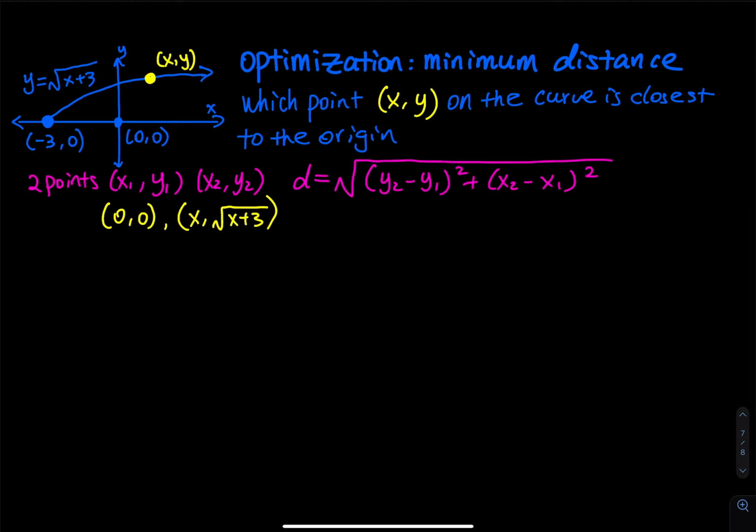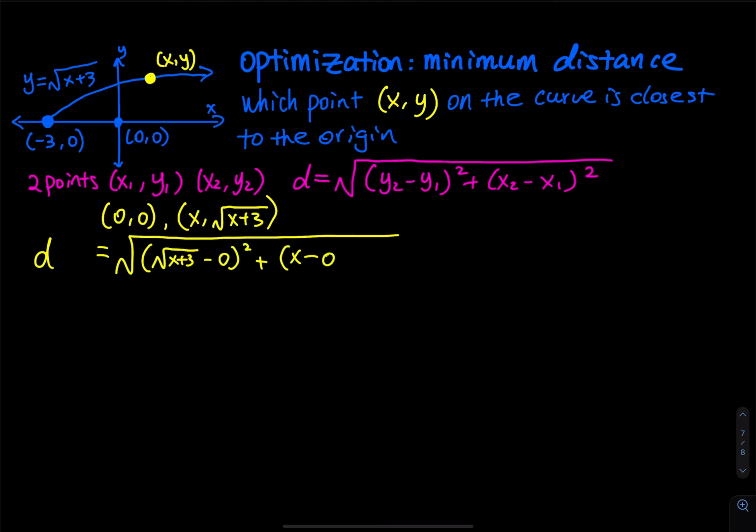Okay, let's set up the primary function. So the primary function, there is no secondary function. We only have one primary in this problem. So that is d. I'm not going to write d of x yet because I want to make sure that the function is in terms of one variable. y2 minus y1, so that will be the square root of x plus 3 minus 0, squared. x2 minus x1, that will be x minus 0, and then squared.